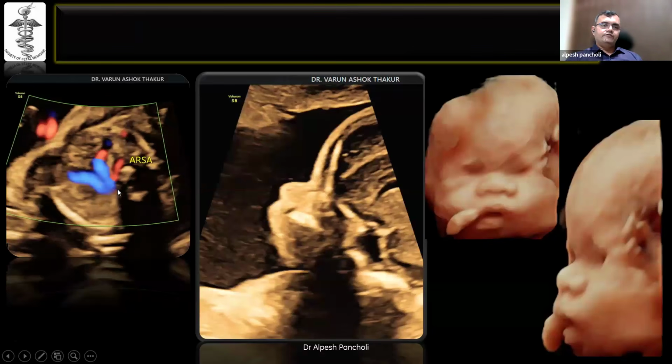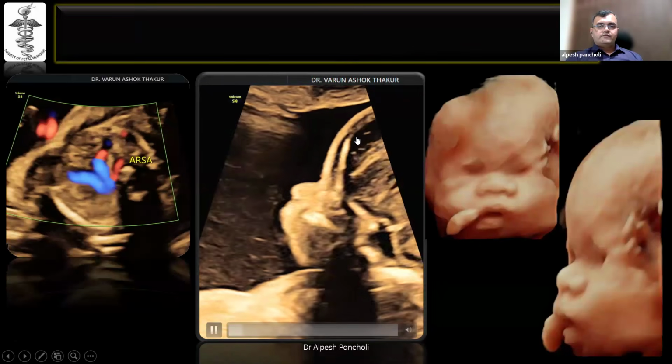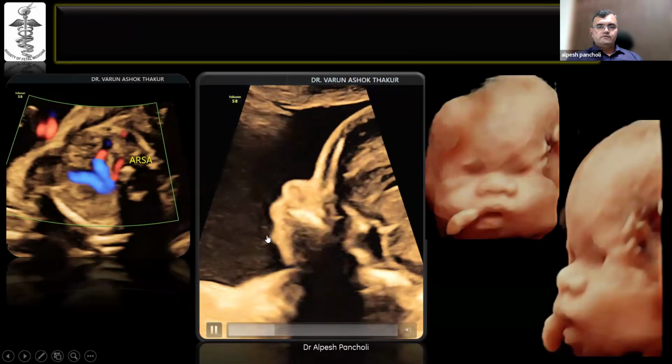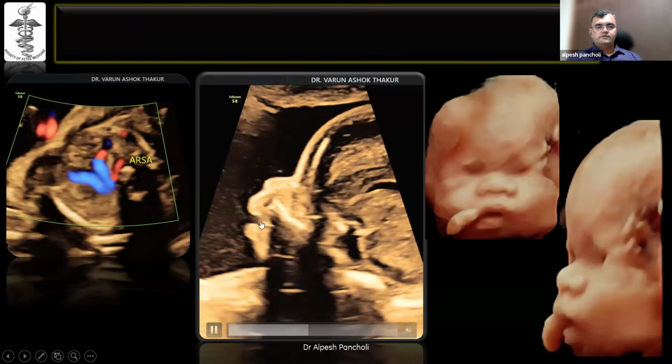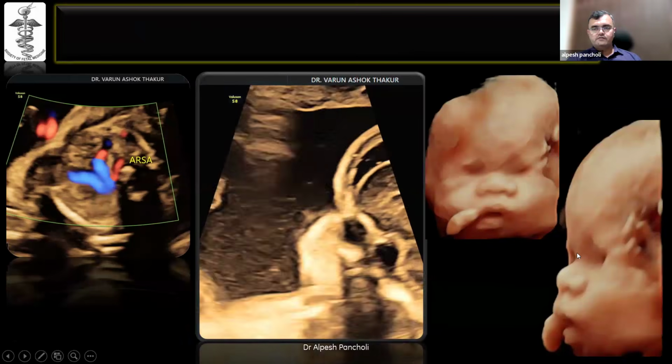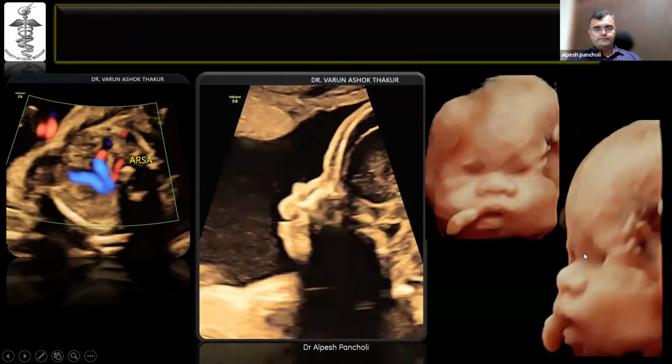On heart evaluation, there is an ARSA. The facial profile shows frontal bossing, depressed nasal bridge, unossified nasal bone, partially open mouth with tongue protrusion, and on the 3D surface rendering, we can see frontal bossing and depressed nasal bridge.